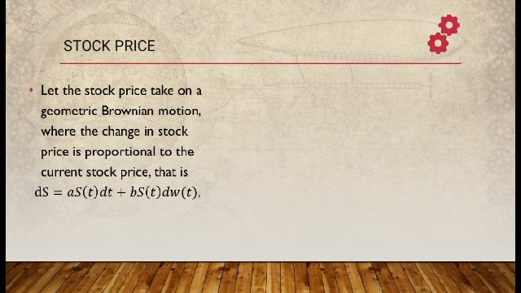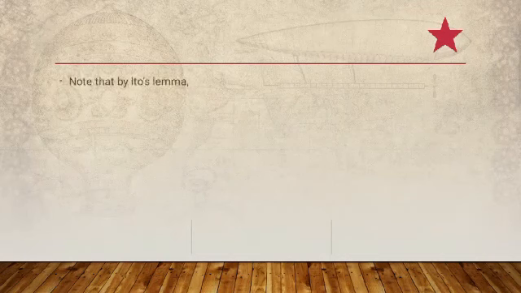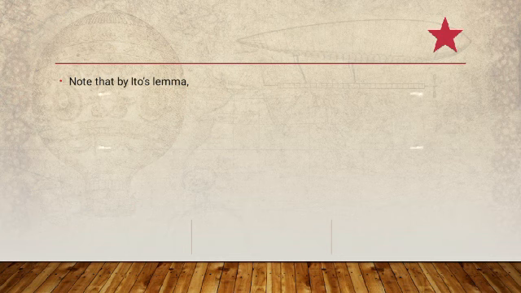Next, let the stock price take on a geometric Brownian motion, whereas the change in stock price is proportional to the current stock price, as stated below. Note that by Ito's lemma, the equation is stated below.